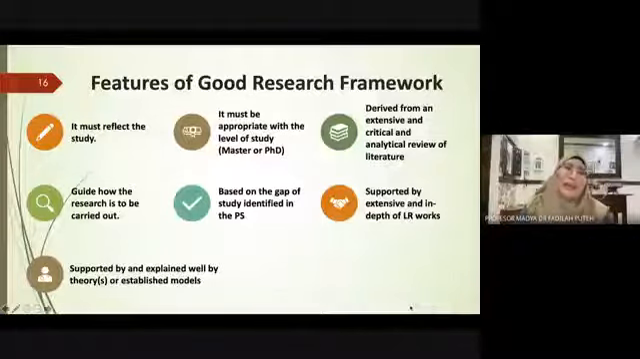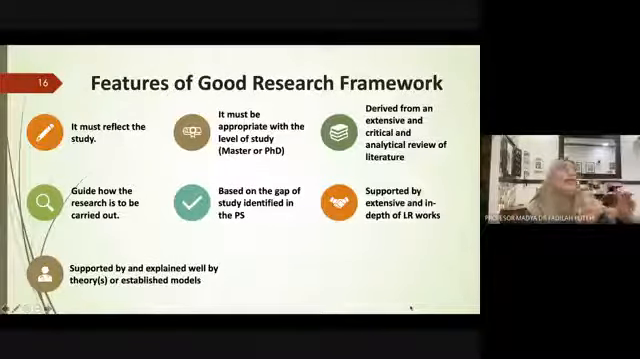And then the next feature of a good research framework is that it guides how the research is to be carried out. So the research framework actually helps you to do the scoping. Meaning to say there are so many problems, so many factors, but you're only interested in looking at these factors. Other than that, you are not interested.